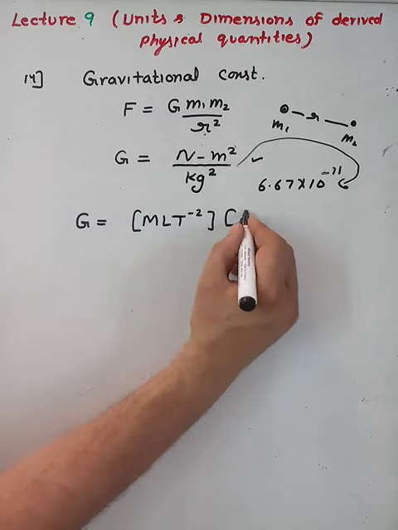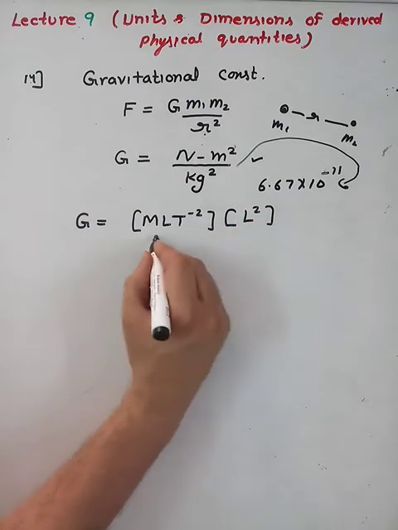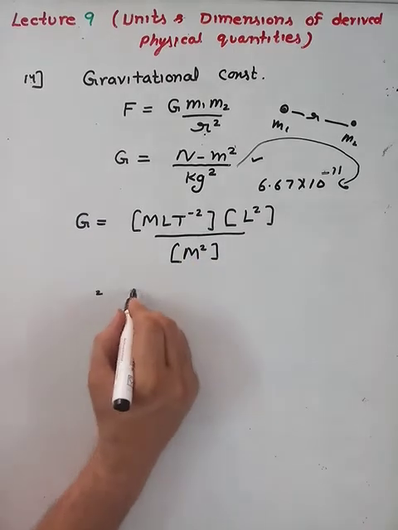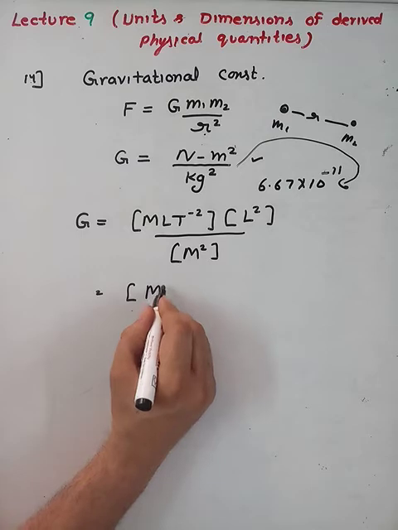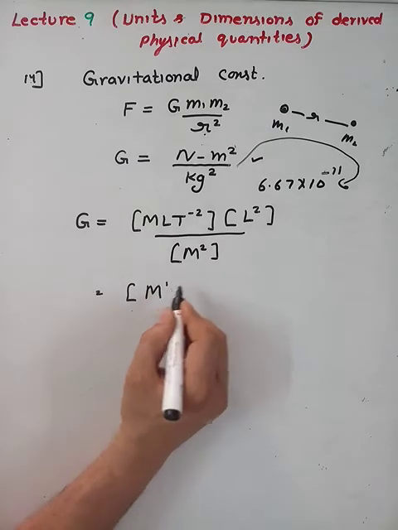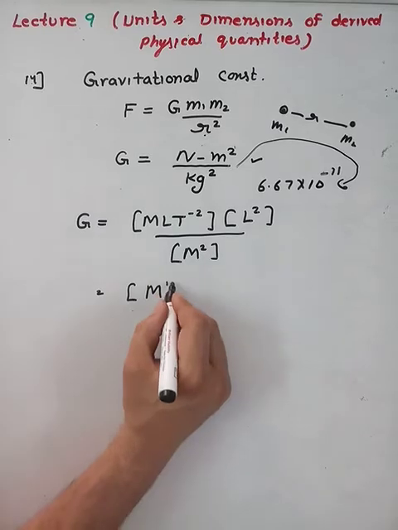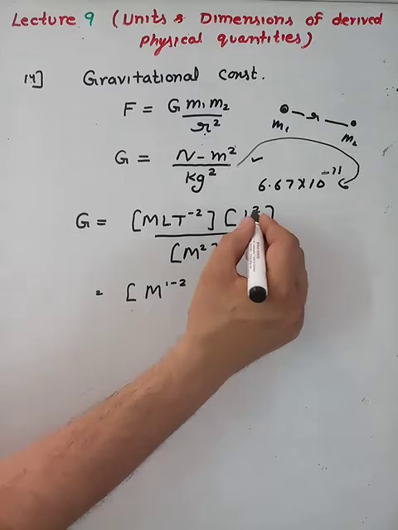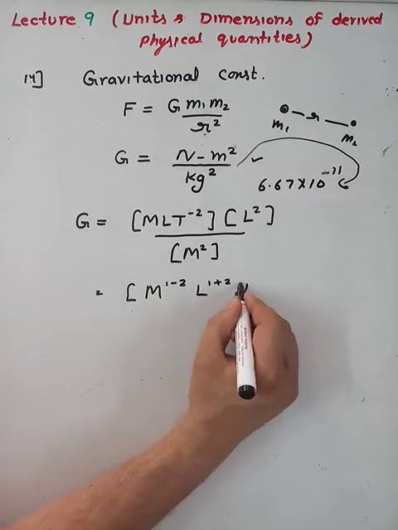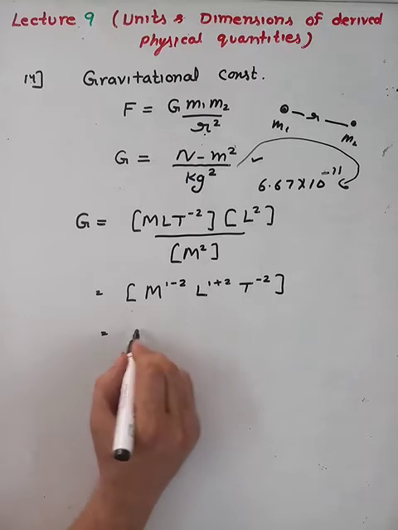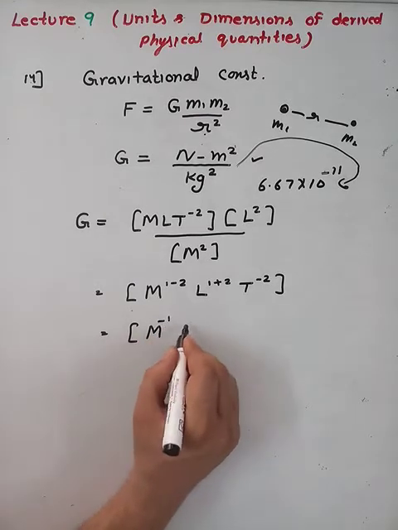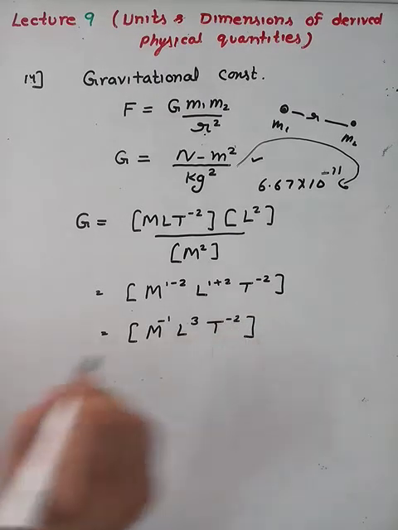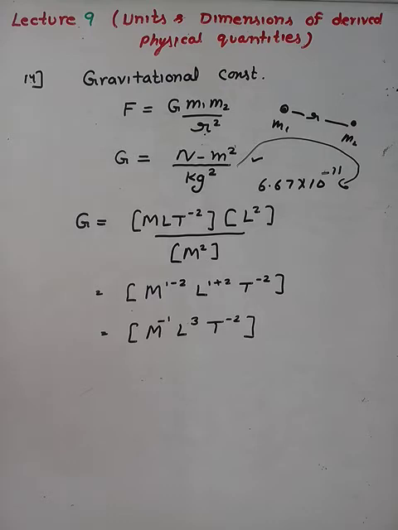Then meter square is L2 and kg square is M2. This is equal to M1. When this denominator is moved to the numerator, it is minus 2. You have to simply apply the algebra. L is 1 and L2 means plus 2, T is minus 2. That means we get M minus 1 L3 T minus 2. This is the dimension of gravitational constant.